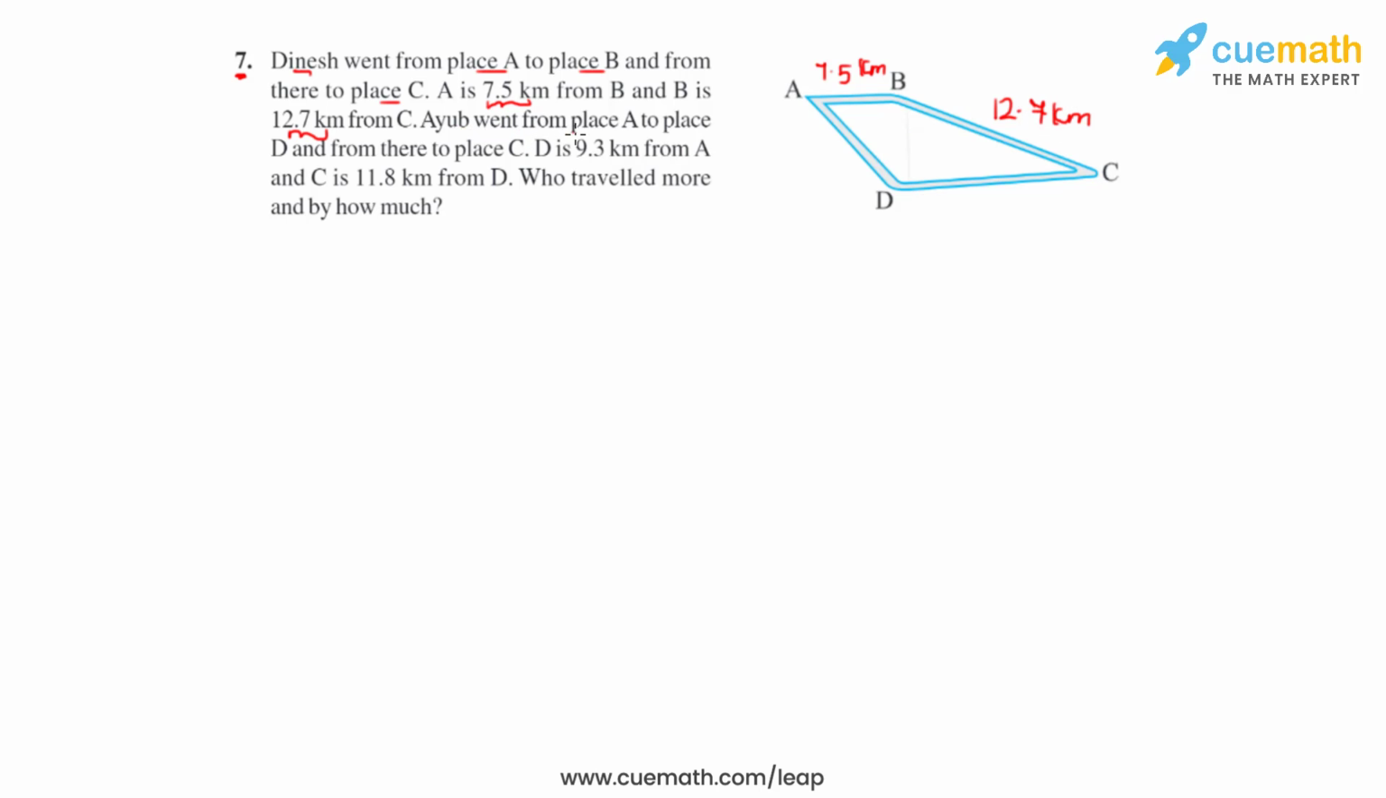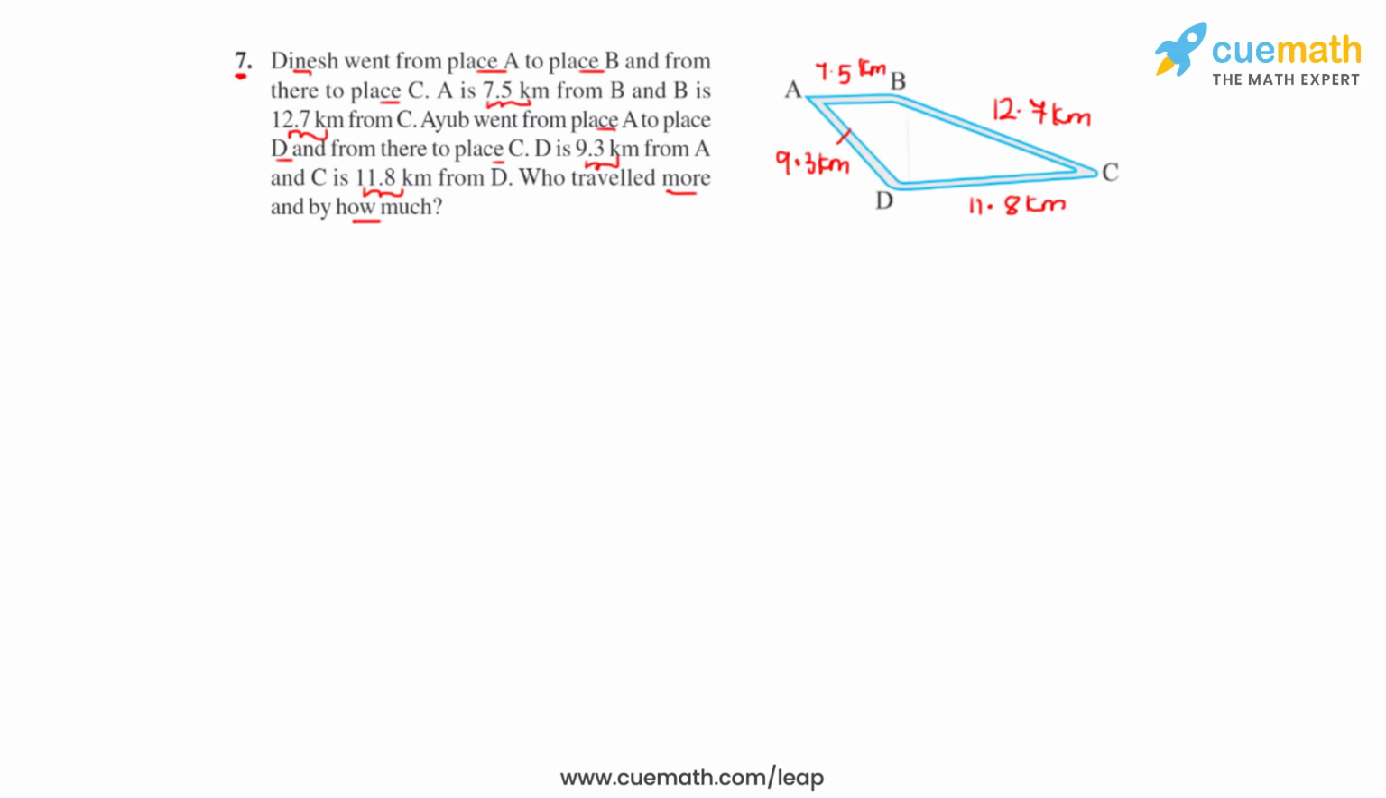Now Ayub went from place A to place D and from there to place C. D is 9.3 kilometers from A and C is 11.8 kilometers from D. So again in the figure we can write the distance between A and D as 9.3 kilometers and the distance between point D and C as 11.8 kilometers. Now we have to find who travelled more and by how much.